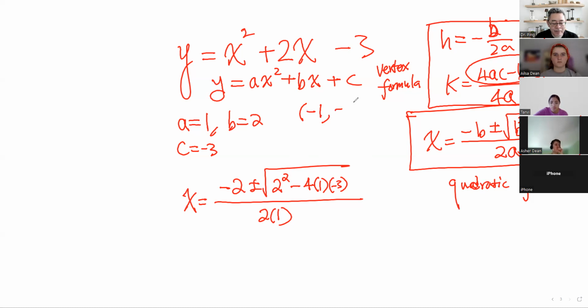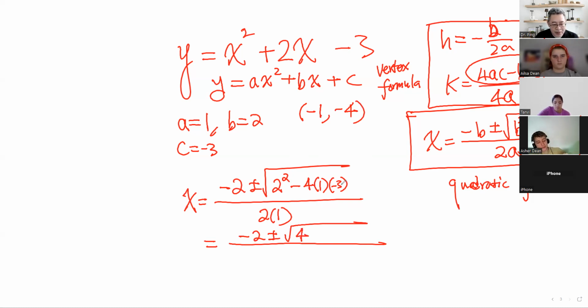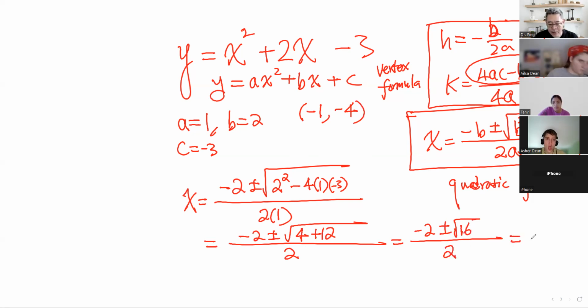So Q1, -4, that's our... And to do this one, we have that already. So it's -2 plus minus the square root of 4 squared. Sorry, 2 squared is 4. And 4 times negative, negative, positive. 4 times 3 is 12. And the bottom is 2. So that gave us -2 plus minus square root of 16, over 2. So that gave us -2 plus minus 4 over 2.